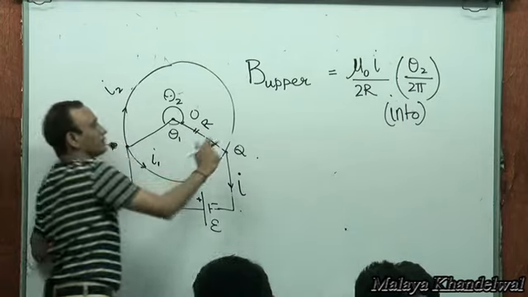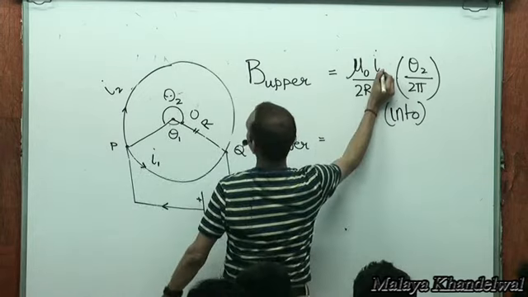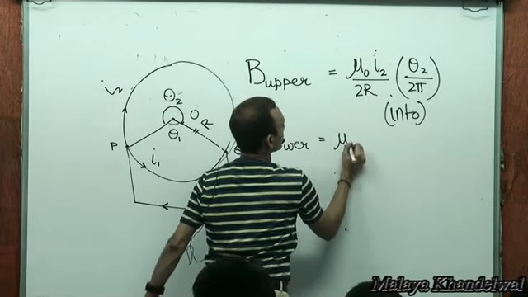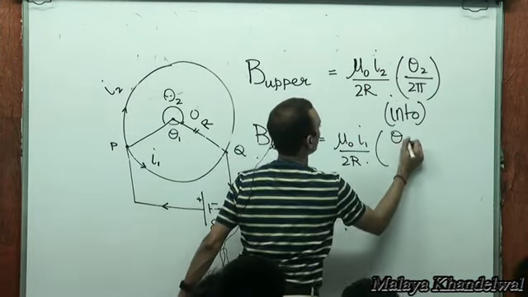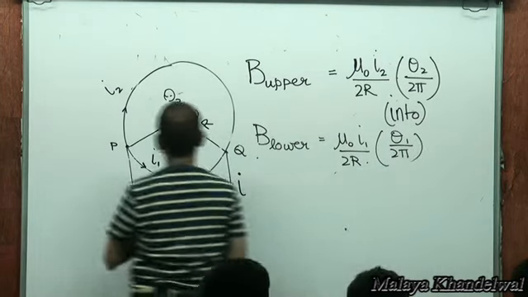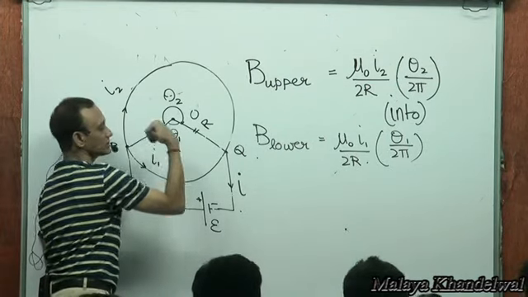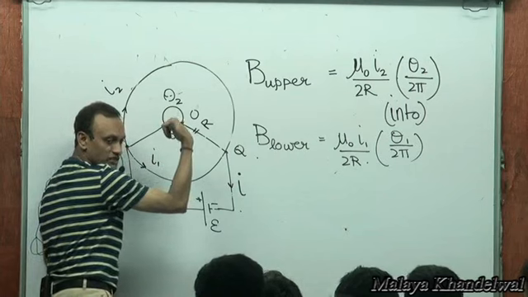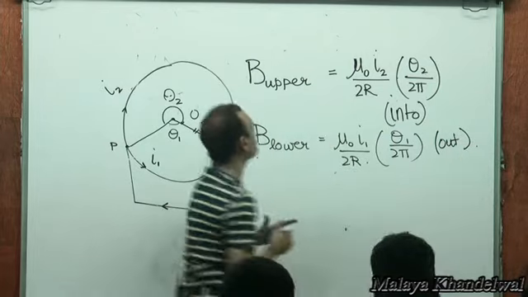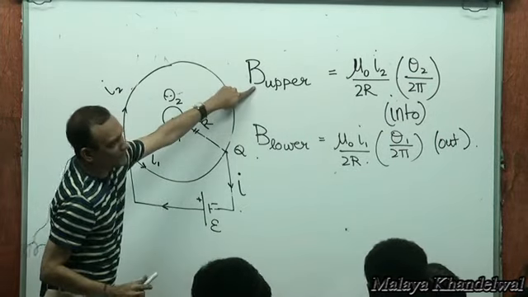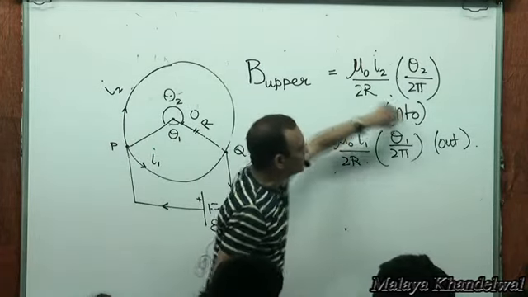Now the field produced by the lower arc. See, this is mu naught I1 divided by 2r into theta 1 by 2 pi, right? And look at this current, it goes outwards because curl your fingers in the sense of the current, the thumb points out. So this would be out of the plane of the board. Yes or no? So the net B would be the algebraic sum of these. This is into, this is out. So the net field into would be this minus this.